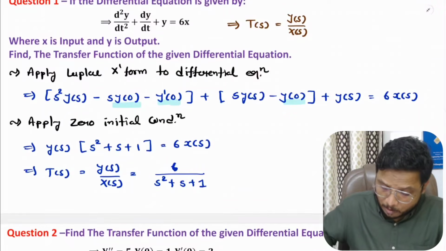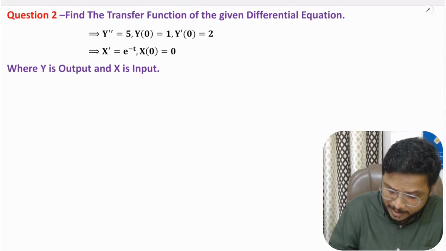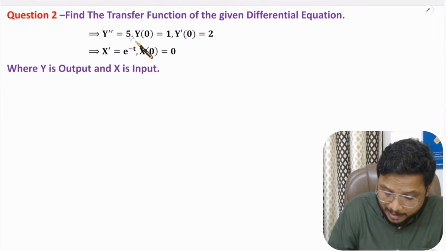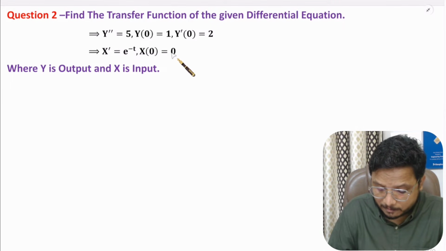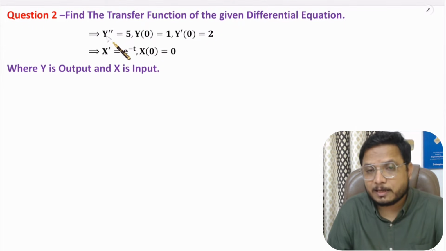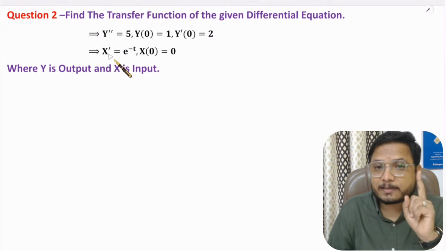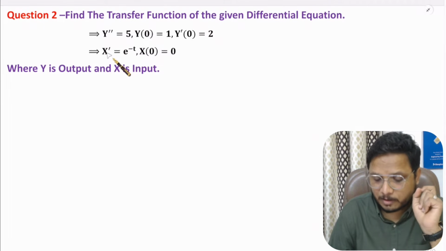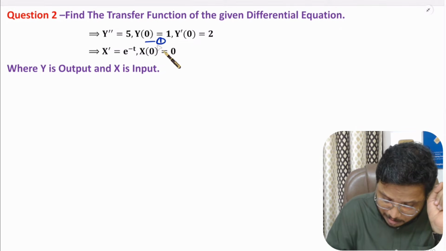Now I'll increase complexity a bit. Here if you observe in second question, we have y double dash equal to 5, with zero initial condition of y given, and we have x dash equal to e to the power minus t, with zero initial condition of x given. See, y double dash means double differentiation of y with respect to time, and x dash means single differentiation of x with respect to time. So here we have two equations. Let us say this is equation 1, and here we have equation 2.